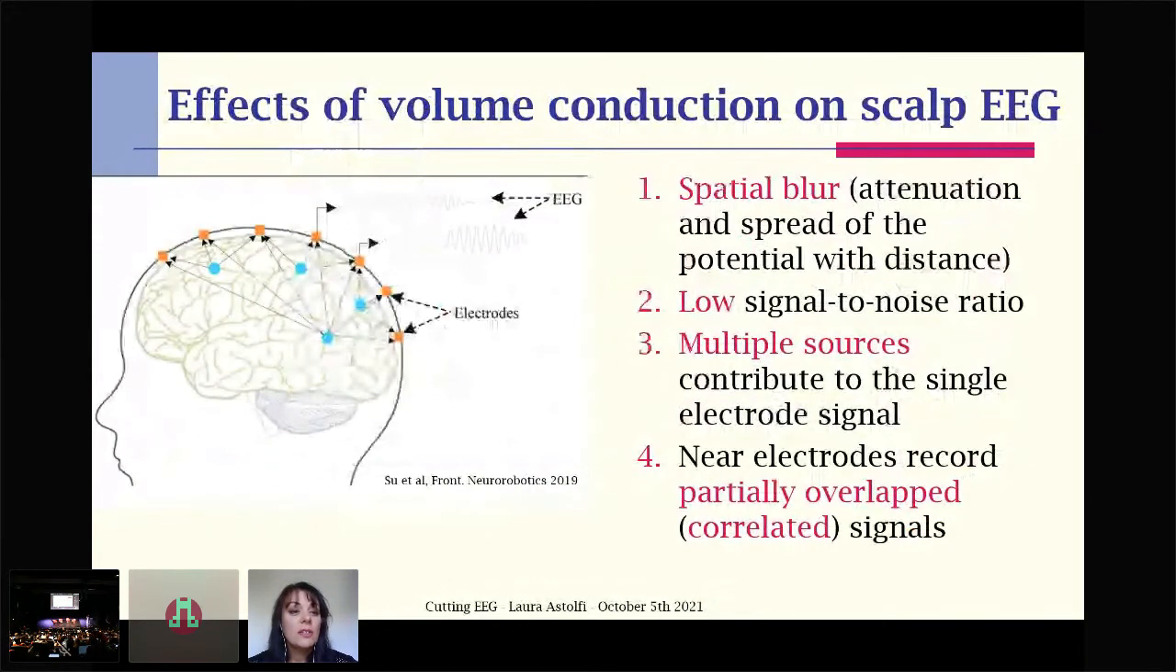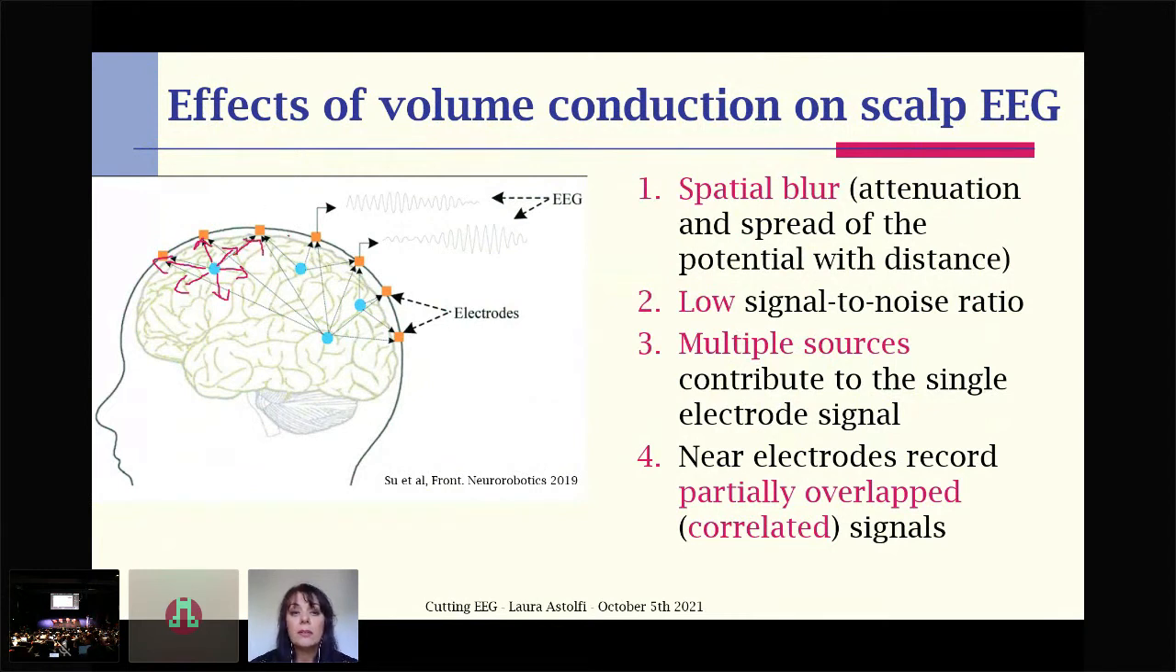So let's imagine that this is the brain. The blue dots are some sources in the brain. Some of them are cortical, and some of them are deep, subcortical. These orange squares are the electrodes on the scalp. What happens when there's activity in one of these small regions of the cortex, for instance? Due to volume conduction, the currents are propagated in all directions, including these ones, and part of them reach the scalp surface.